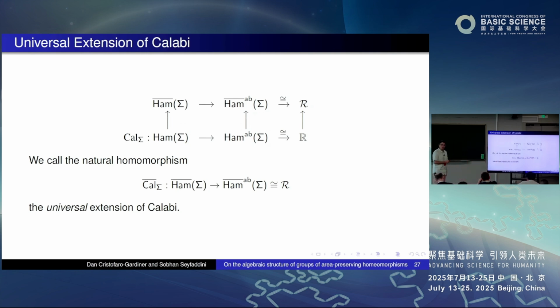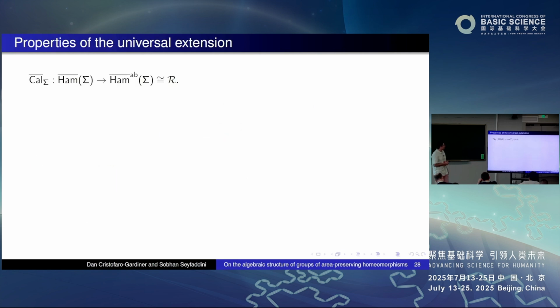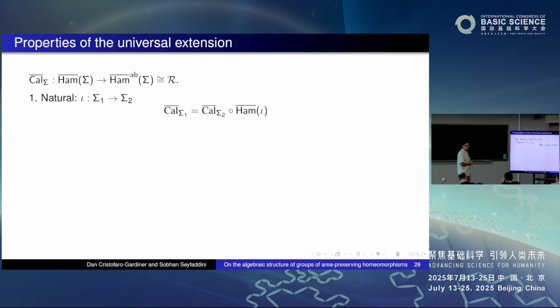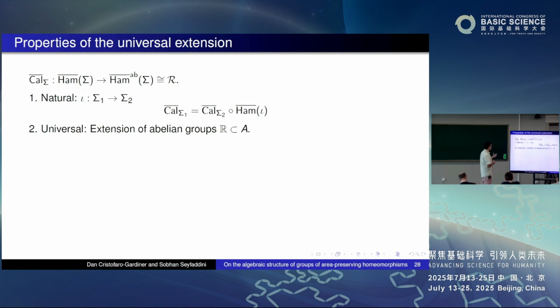Okay, so why do I call it the universal extension of Calabi? Because it has the following properties. It satisfies that naturality property that I described earlier. The fact that it satisfies this naturality property comes partially because this embedding of a surface into another surface is a natural mapping, and also from the theorem that said this induces an isomorphism at the level of abelianizations. And it's also a universal extension in the following sense.